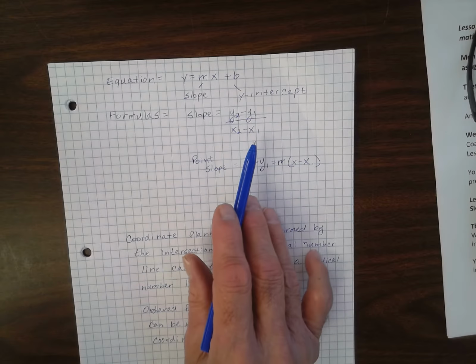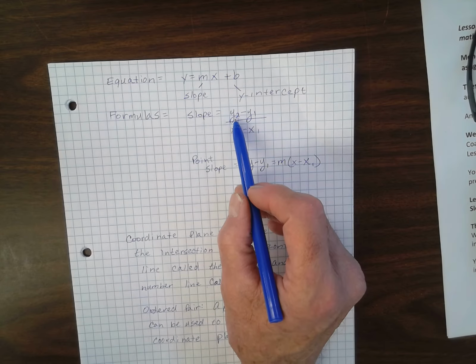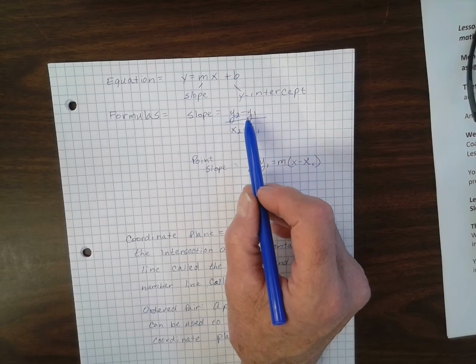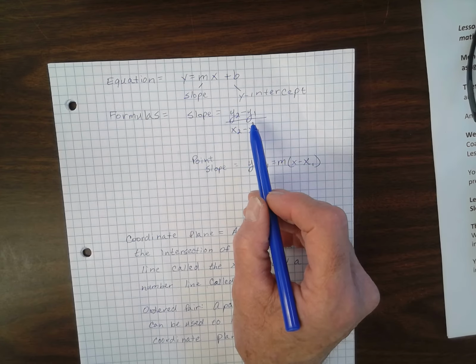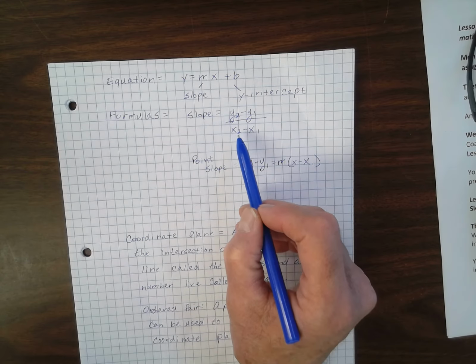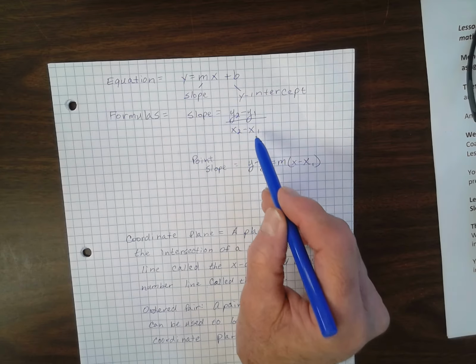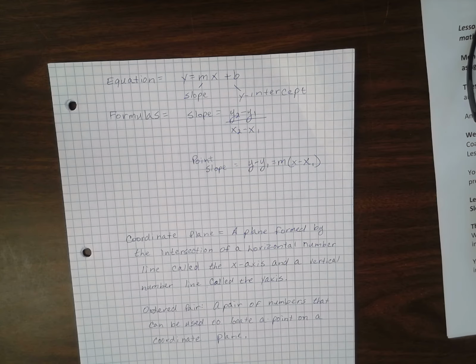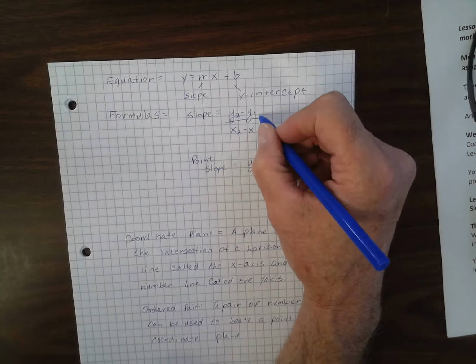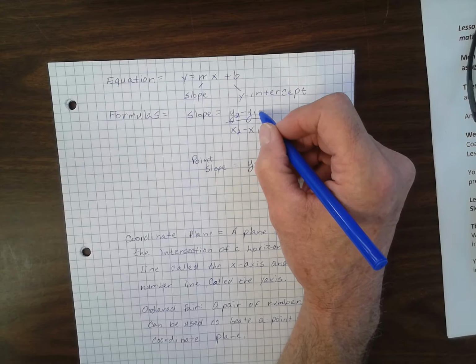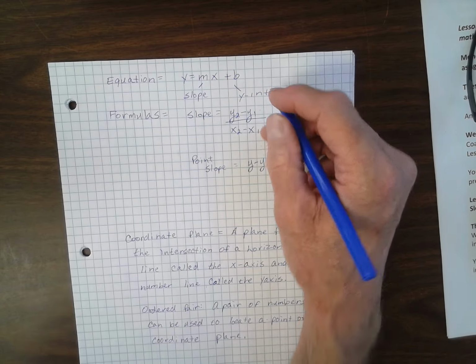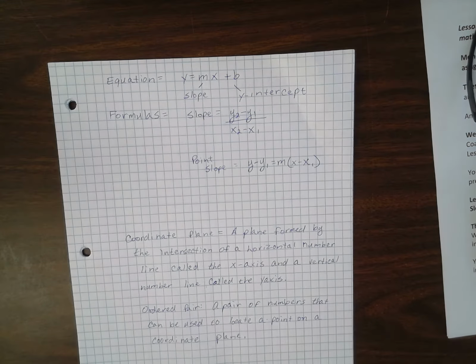The slope formula: y sub 2 minus y sub 1 all over x sub 2 minus x sub 1. So what does all that mean? In other words, the difference in y values, or rise, over the difference in x values, or run.